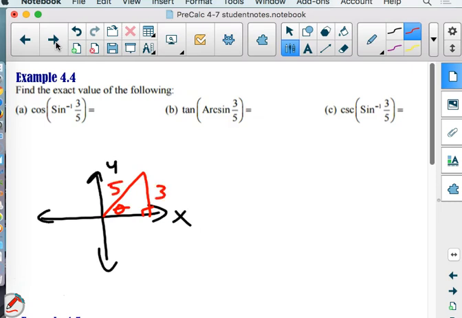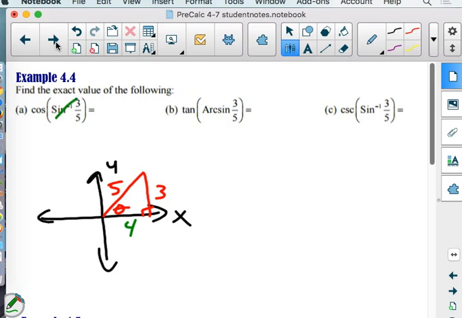Oh, we're supposed to know that. What's the other side? 4. That's a 3, 4, 5. That's a famous Pythagorean triple. So we just set this triangle up so that the inverse sine is definitely 3/5. So this part is done. We just need to do this.